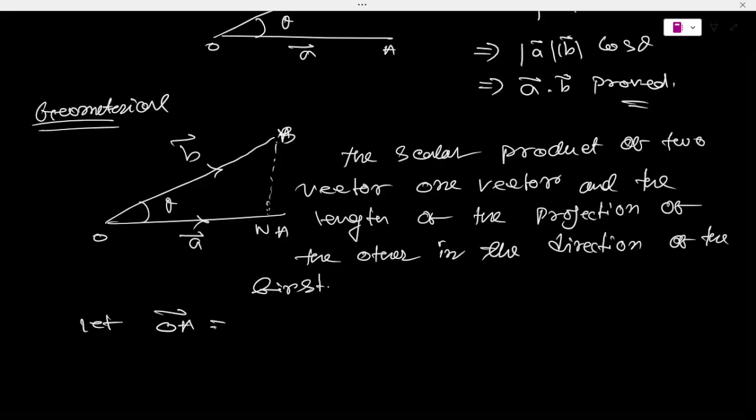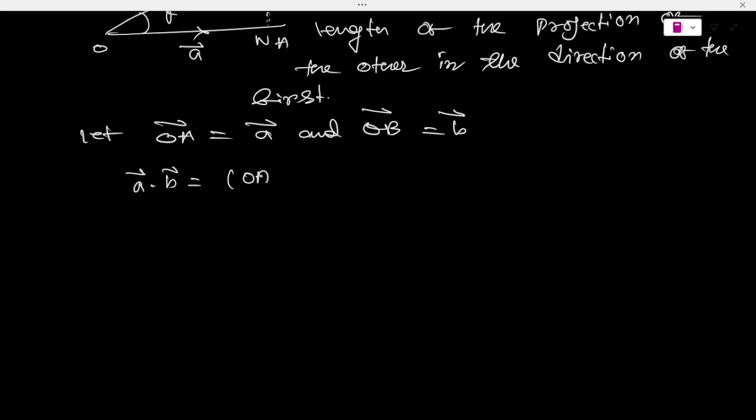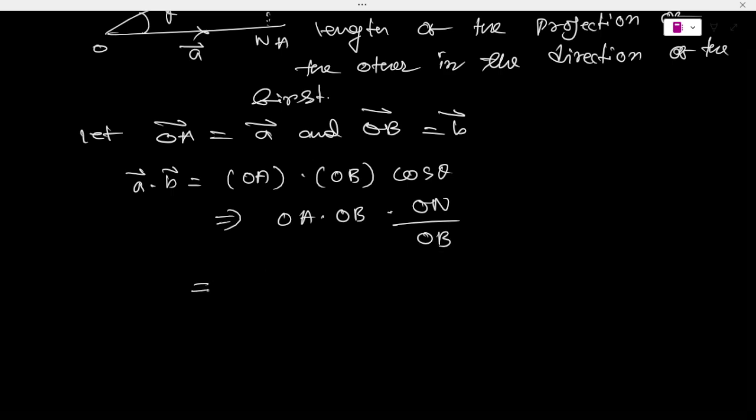So let OA vector be the A vector and OB vector be the B vector. A vector dot B vector is equal to OA vector dot OB vector cos theta. Clear it is? So after that it will be OA vector dot OB vector times ON vector divided by OB vector. So ultimately the result will be OA dot ON.